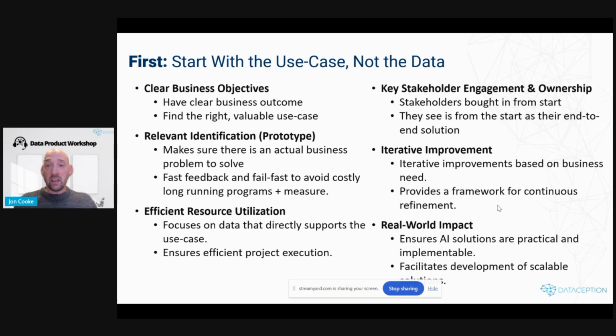We need key stakeholder engagement and knowledge. If you start with the data, you won't get that. So fundamentally, we need the owners, the stakeholders, to actually own and understand it. We need to be able to iterate through it continually based on the business needs. We're always measuring and testing back to the business, saying, is this right? Is this the right thing to do? Is this actually giving me the right outcome? And we need to make sure it has real world impact. Does it move the dial in the business as well? So these are super important. This is why we need to start with the use case rather than the data.